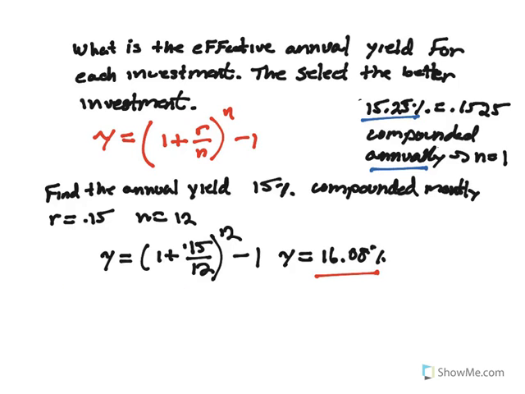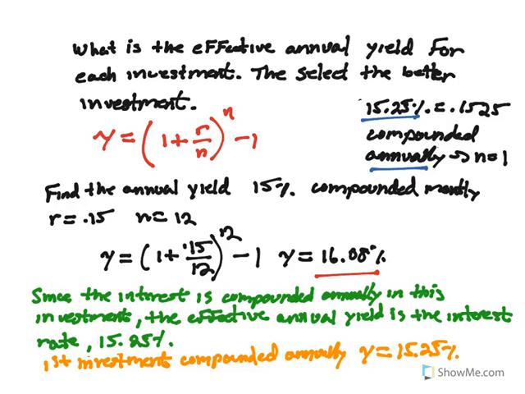Let me write this down so I can explain. Since the investment is compounded annually in this investment, it kind of sounds redundant. All right, the effective annual yield is the interest rate, 15.25%. That's what it is per year. So the first investment compounded annually is 15.25%, because when we calculate this, you want to know what the yearly rate is, because that's what it is before it's compounded multiple times. So when we compound it 12 times per year, the other one is 16.08%. That's the effective annual yield for that investment. But per year, it's 15.25. When you compound it more than that, then you're going to get 16.08. In this case, it's compounded 12 times.